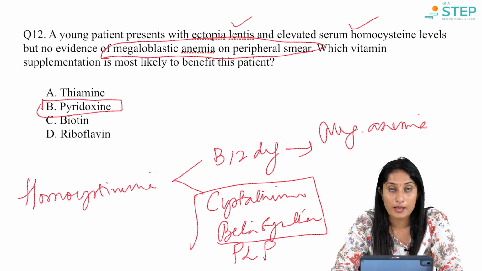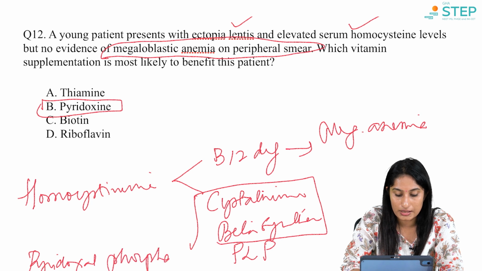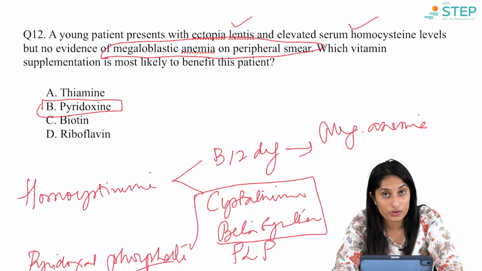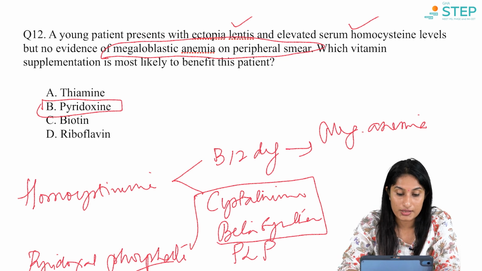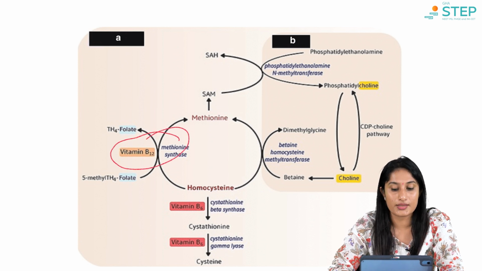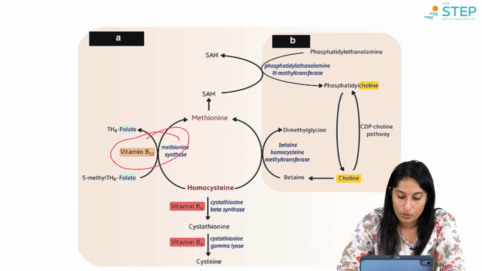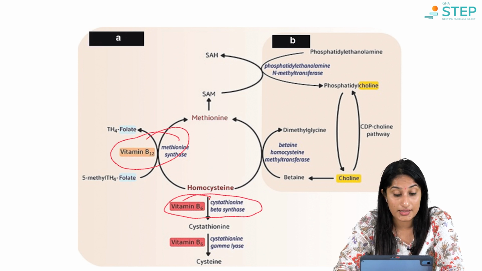What is PLP? PLP stands for pyridoxal phosphate. Pyridoxal phosphate is the coenzyme of pyridoxine. Alright. So here we see, one, vitamin B12 is important. Second, we know B6 is important for the enzyme cystathionine beta synthase.